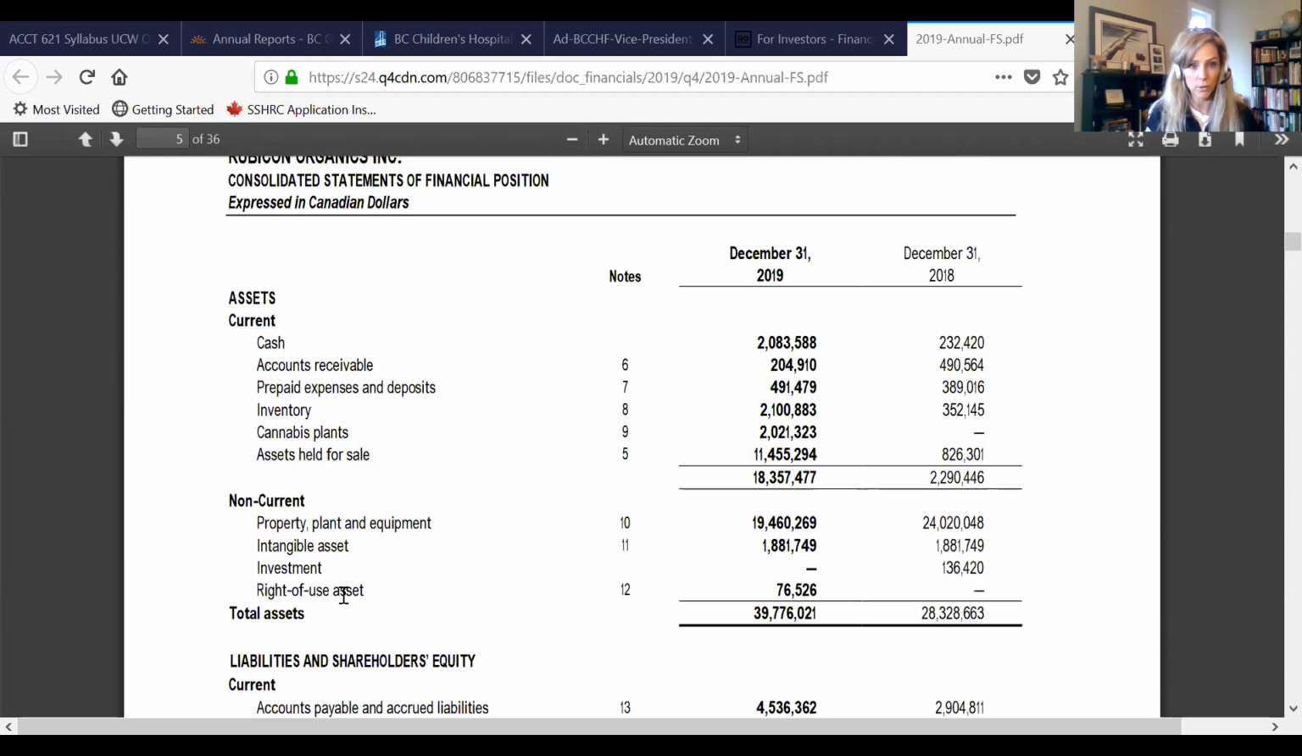Well, so far so good on the balance sheet here. But I know that they have property, plant, equipment, 19 million, et cetera. They own a big building, an intangible asset, an investment, and a right of use asset. So, well, they don't have the investment anymore, but they do have assets.